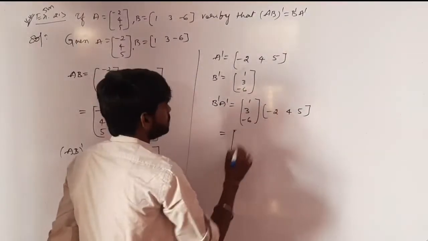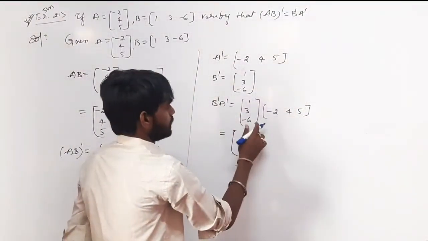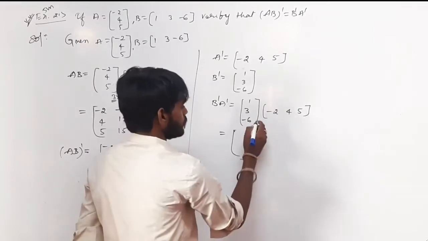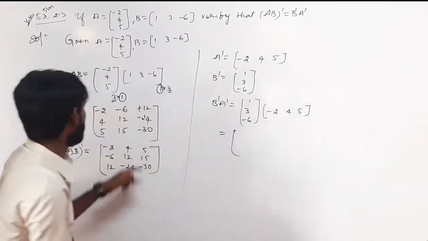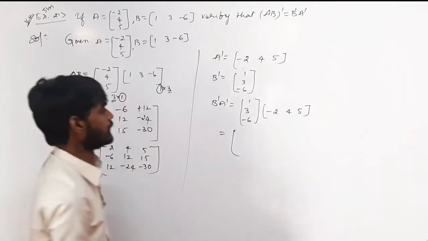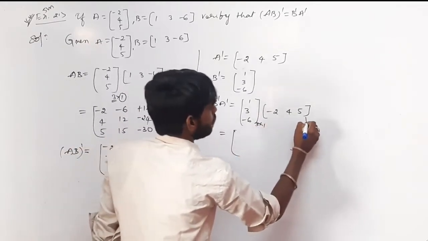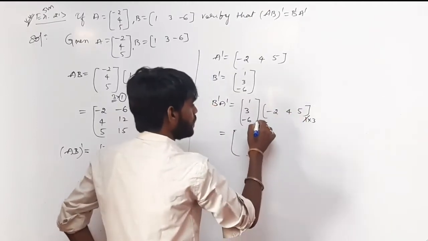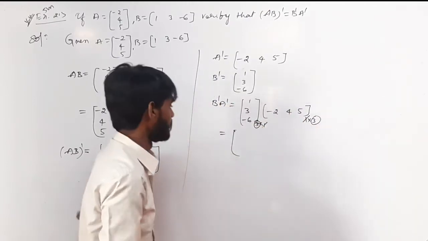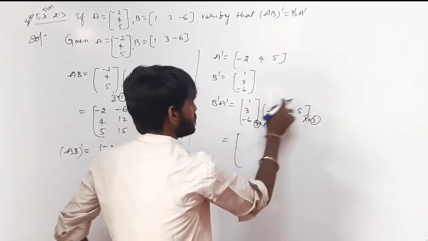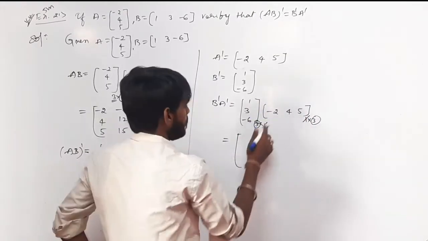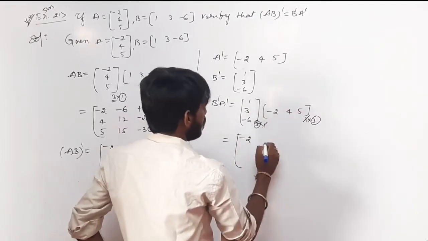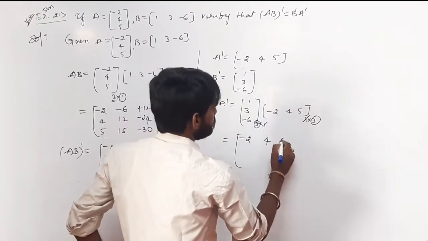Now we can multiply first row, first column, first row, second column, first row, third column. So the matrix order will be the same as before: 3 cross 1 and 1 cross 3, this matrix column and this matrix row are the same, then the matrix order will be 3 cross 3. So first column, 1 into minus 2 is minus 2, first row, second column, first row, third column.